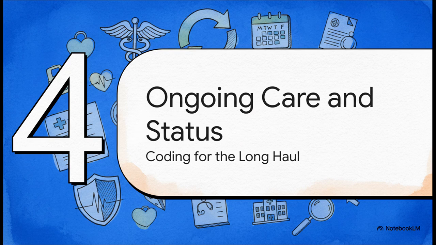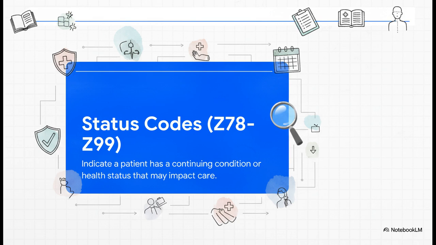Let's shift gears and talk about the codes that give us a snapshot of a patient's long-term health. These are the status codes. They cover everything from aftercare to long-term drug use, and they add really important details to the patient's story. These status codes are so important because they act like little red flags that can affect treatment decisions. For example, knowing a patient is on long-term blood thinners, that's a Z79 code, is absolutely vital information for a surgeon, right? These codes aren't the main reason for the visit, but they provide essential context.